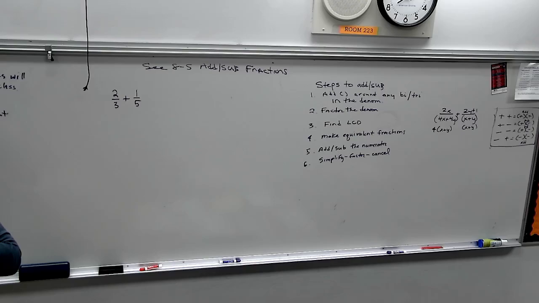What is it? 10 over 3. Butterfly. Close. 11 over 3. Close. No. 13 over 15. It's 13 fifteenths. Our answer is 13 fifteenths.